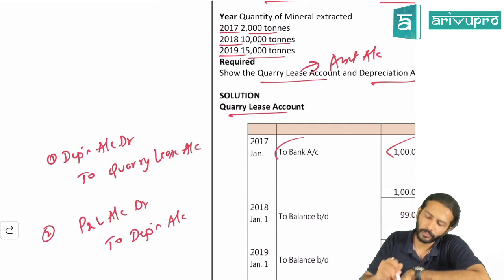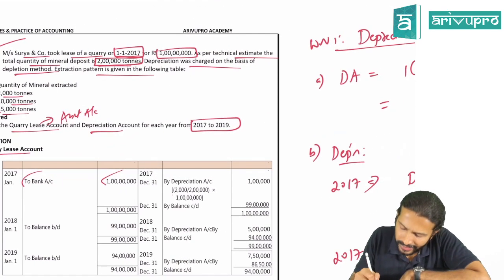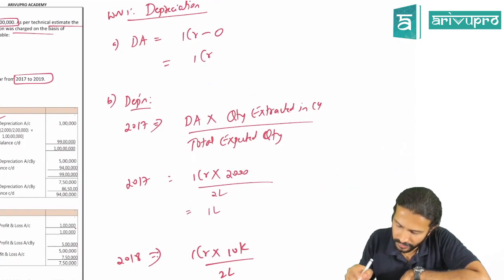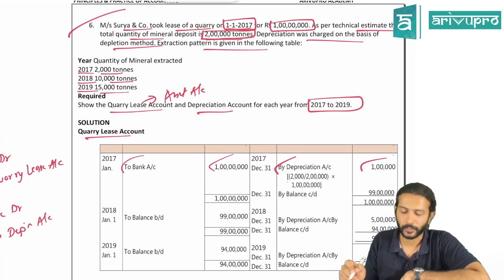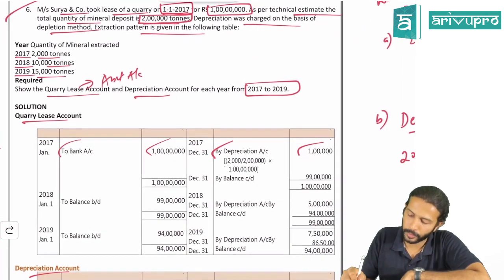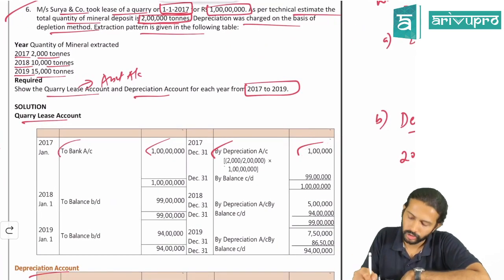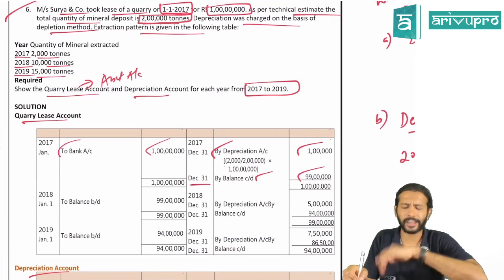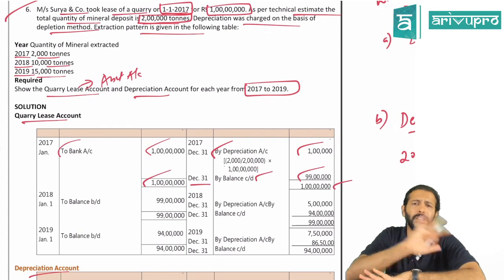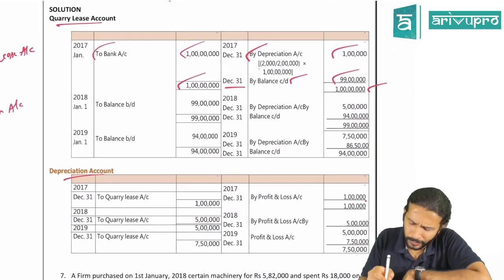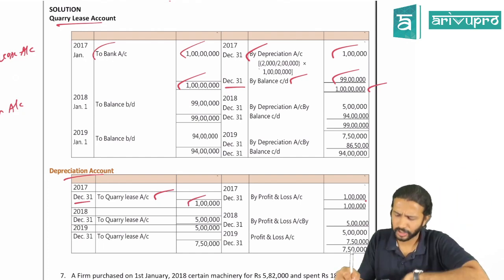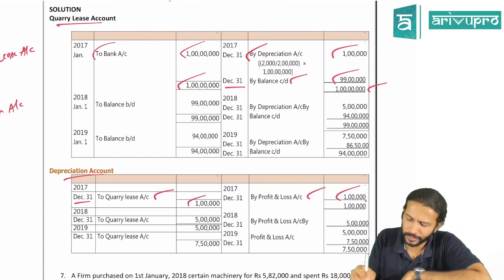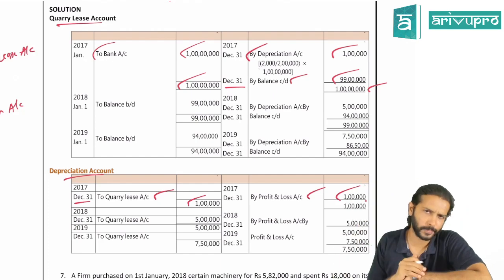Okay. So in quarry lease, you'll write by depreciation. What is the depreciation for the first year we calculated? First year's depreciation is 1 lakh, which they've written. Okay. You bought it for 1 crore. You have depreciated it in the first year by 1 lakh. So no other drama. At the end of the first year, balance carried down 99 lakh. So the ledger for the first year has been closed. Similarly, in the depreciation ledger, you're going to write for the first year to quarry lease 1 lakh. This 1 lakh is an expense which will be transferred off to P&L. So the depreciation first year ledger is also closed.